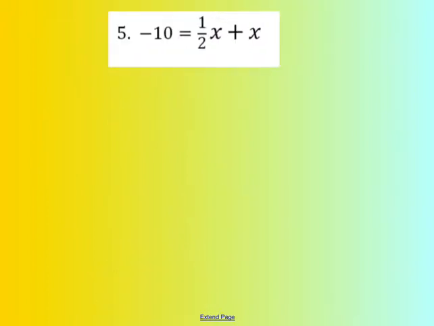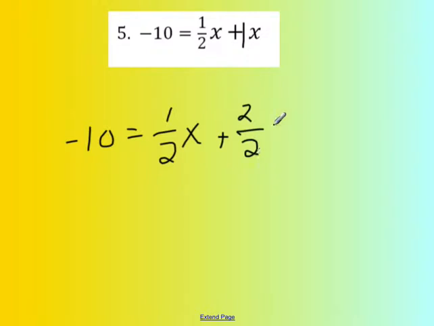Now let's take a look at number 5. So this one's a little bit more confusing because we have that fraction there. Since there's no number out in front of that x, that's basically the same as 1x. Well, I don't really know what to do with that 1x, so I'm going to keep this as 1/2 x. But then I'm actually going to write 1x as 2 over 2x.